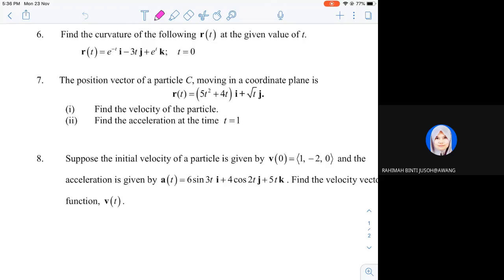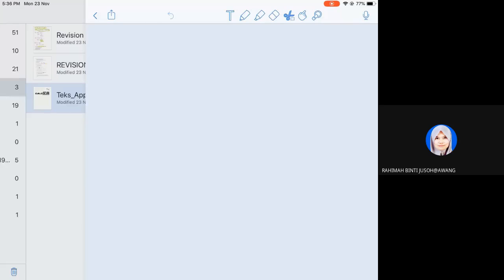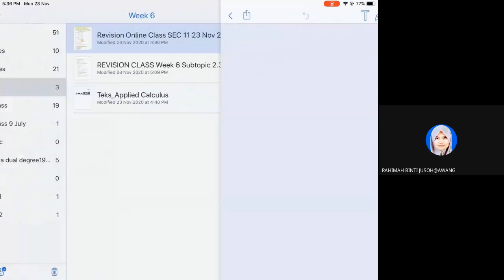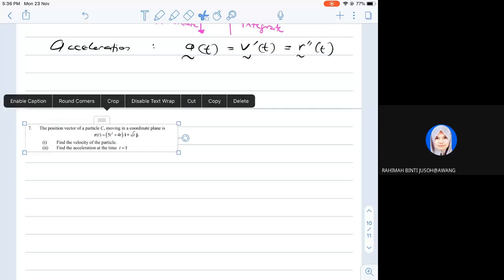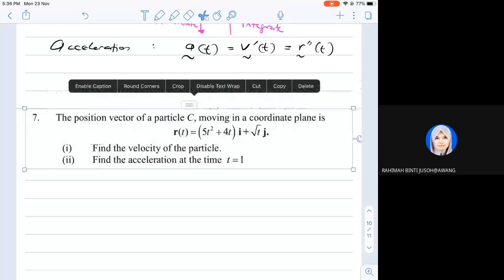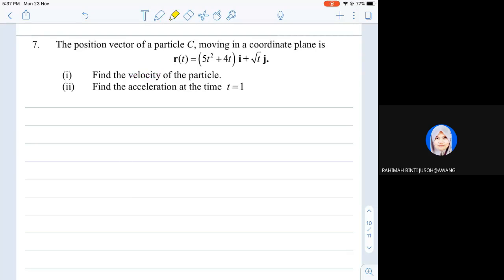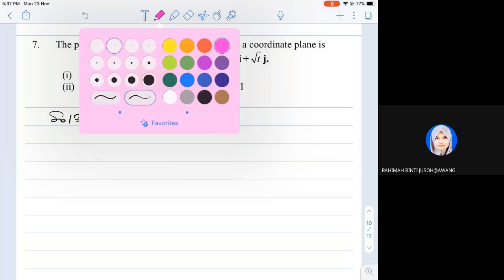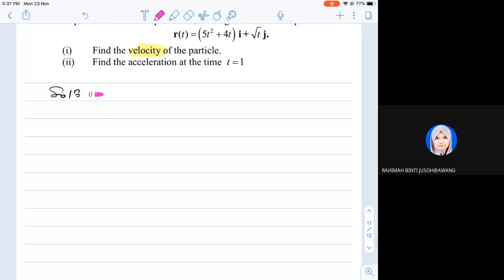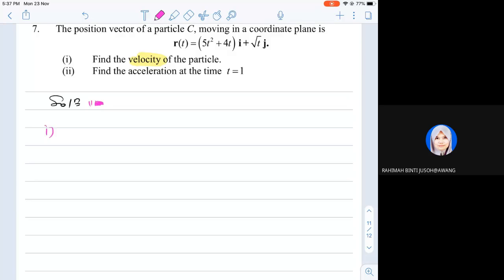Let's say question number 7. Okay, you want to find the velocity. So what should you do, guys, to find the velocity? Differentiate. Yes, you have to differentiate. Good. So question number 1.